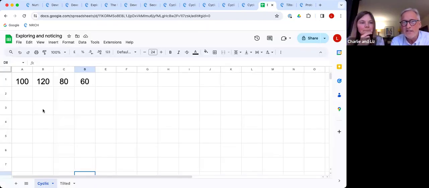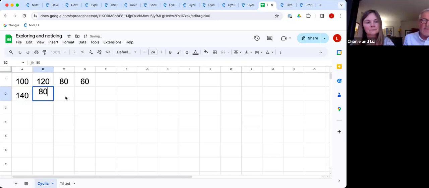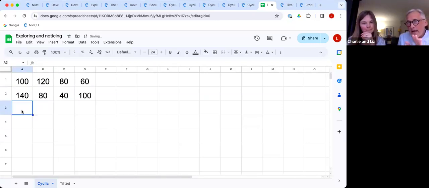Now, you're faster at typing than me. I'll try. So I'm going to read out some sets of angles that students might get. So 140, 80, 40, and 100. So we're doing this very quickly, but of course, students would be given the opportunity to do all this at their own speed and slowly gather the information on the board.